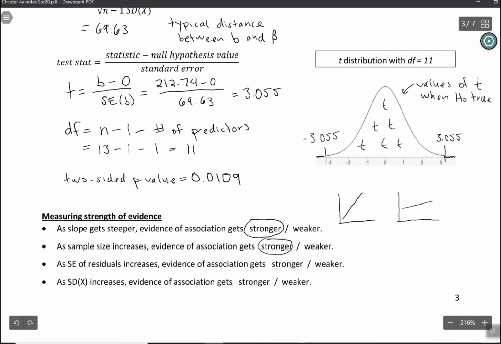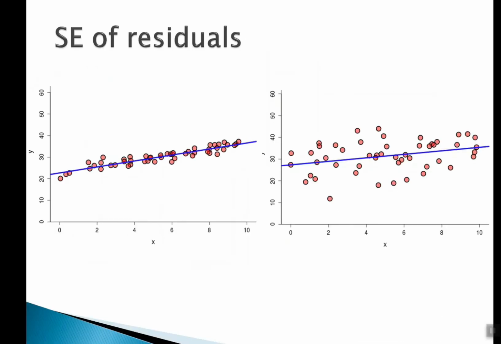These last two may be a little bit less intuitive, so we'll think about these a little more closely. What happens as the standard error of the residuals increases? As the standard error of the residuals increases, your evidence actually gets weaker. It may help to look at a picture to see how this works.